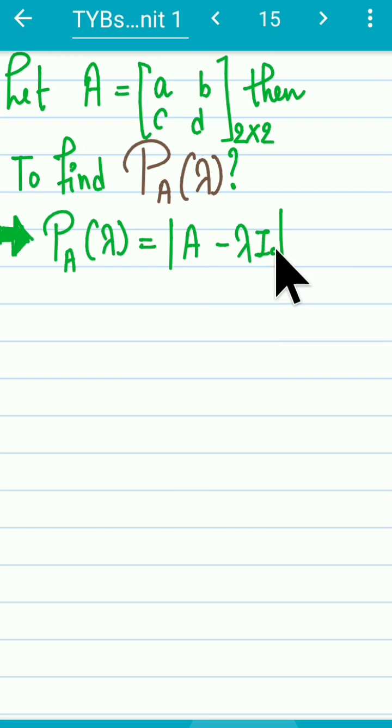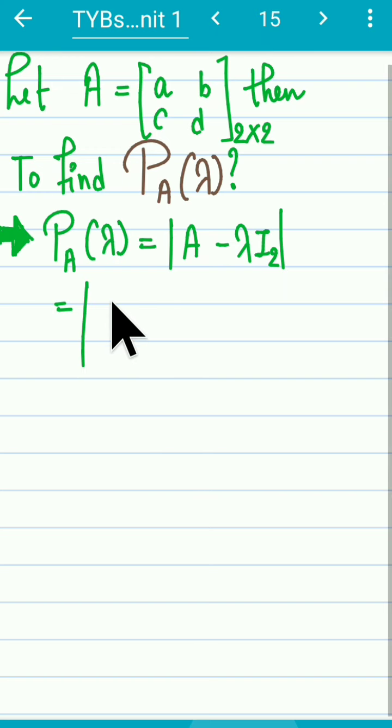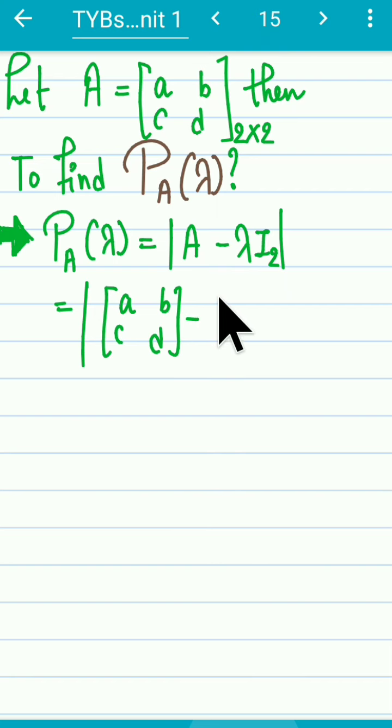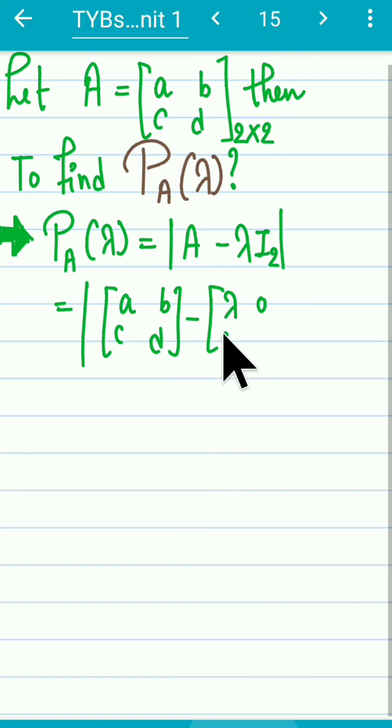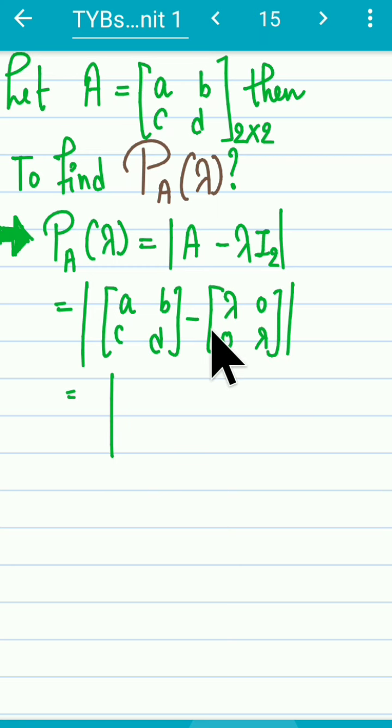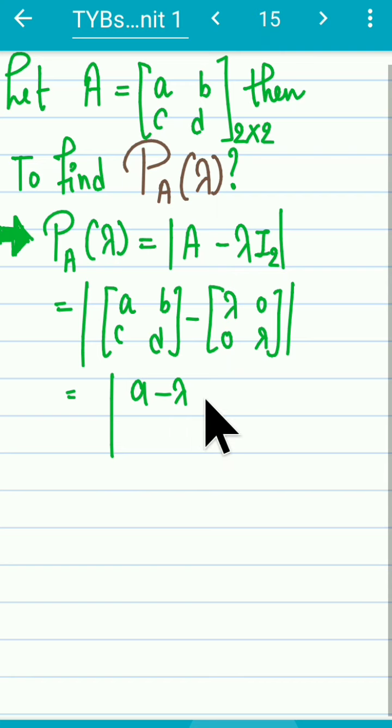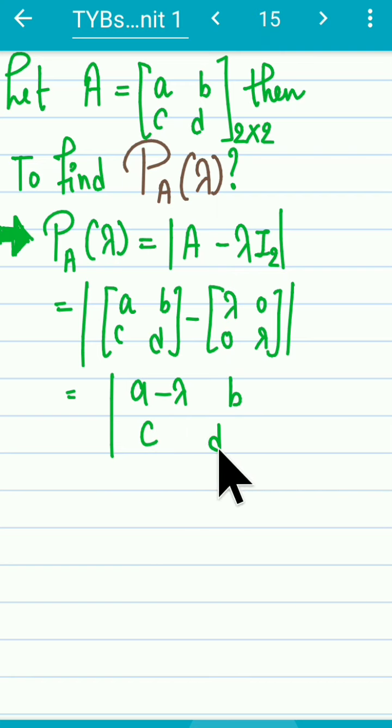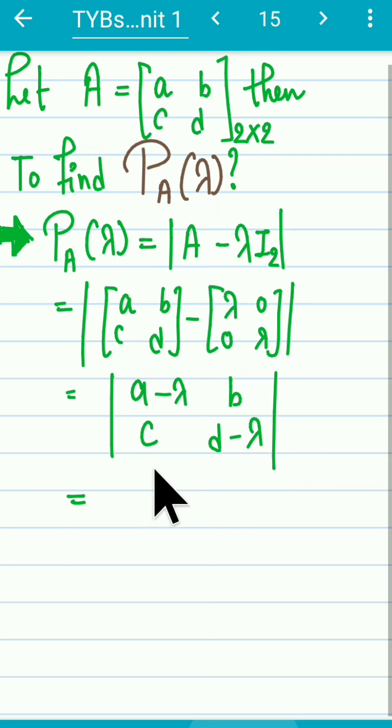So what is this same as? This will be I2, correct? Because we are considering a 2 cross 2 matrix. So this is same as A, B, C, D minus lambda I2, which means lambda 0, 0, lambda. That is the determinant of A minus lambda, B, C, D minus lambda, right? It's so simple. Okay. After that, the determinant of this is the product of these two, that is A minus lambda times D minus lambda, minus BC.